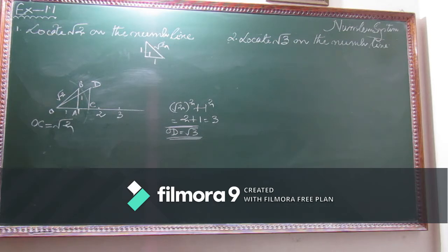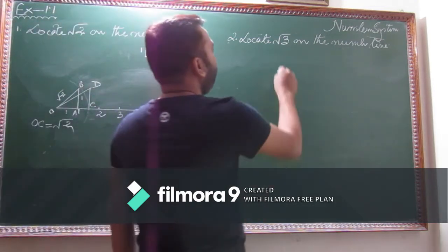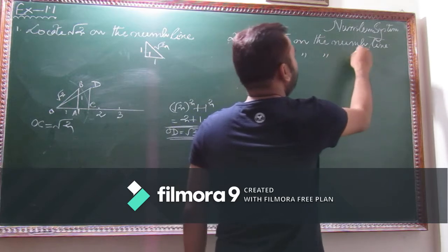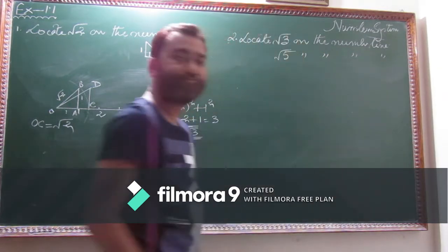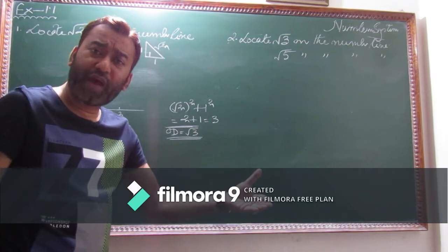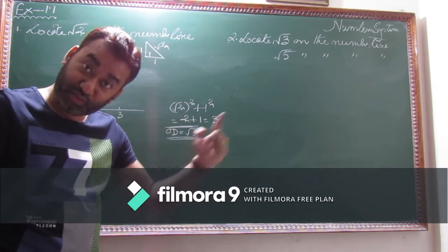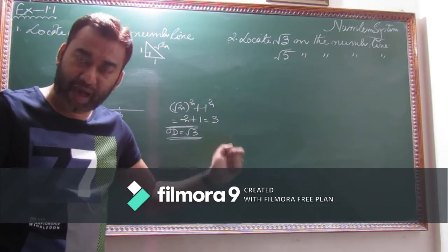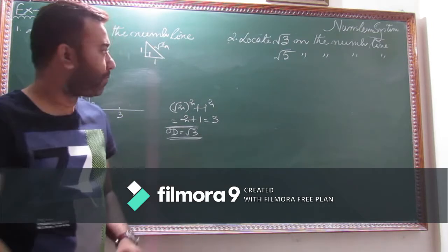Now in the next exercise there is a question. Locate root 5 on the number line. Okay. So basically what is root 5? How will we get root 5? Base is 2, 2 squared is 4. Height is 1, 1 squared is 1. 4 plus 1 is 5. Hypotenuse is root 5.